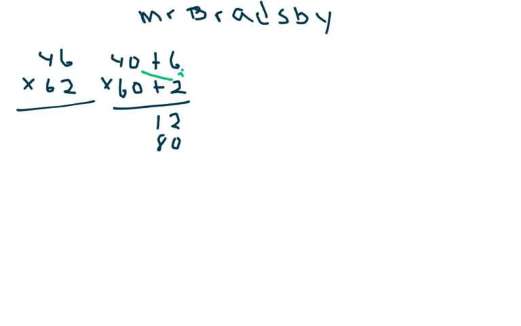Now we go over to the 60. 60 times 6. Well, 60 is a 10, so I'm going to put down a 0. 6 times 6 is 36, so 360. That's 60 times 6. And then lastly, you have to multiply 60 times both of them, and then 60 times the 40.